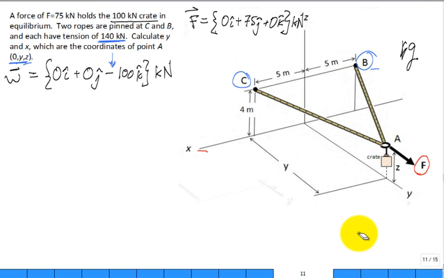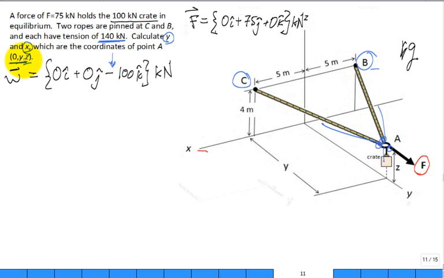What's happened at the ring? Well, F connects to it. The tension in the cable going back to B, the tension in the cable going back to C, and then we have the tension in the cable going down to the crate. All right. So how will I solve for the two unknowns, y and x? And they're geometry. They're not forces. They're just where it's located. Where is the ring located? How would you do it?